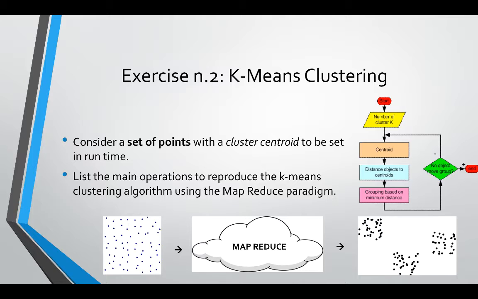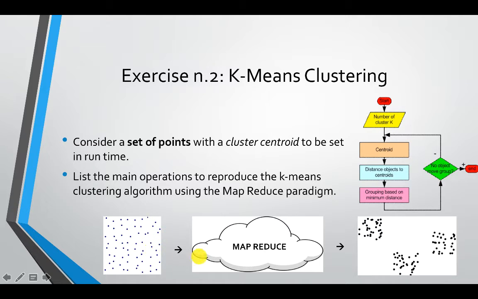Another exercise that I want to propose is how can we implement the k-means clustering algorithm in MapReduce. So consider a set of points with cluster centroids to be set at runtime. I'm asking you to list the main operations to reproduce the k-means clustering algorithm using the MapReduce paradigm. Here on the right side you can see a very quick example of the algorithm for k-means clustering.